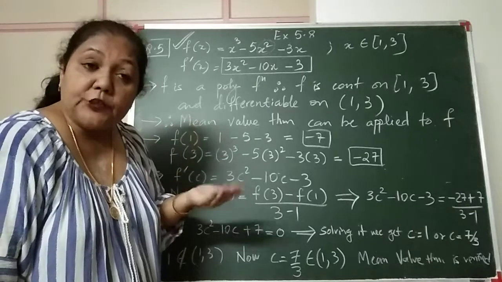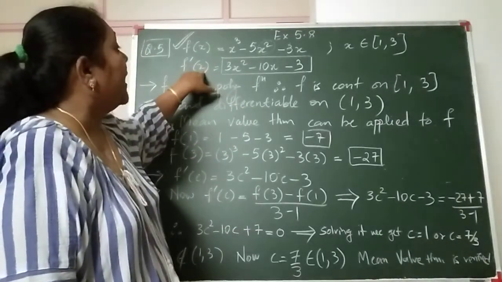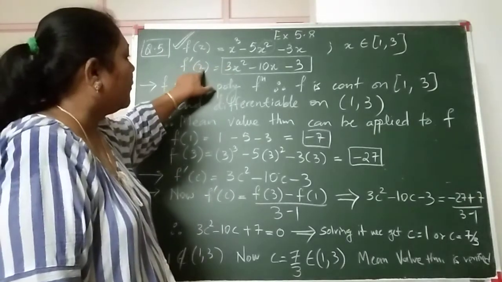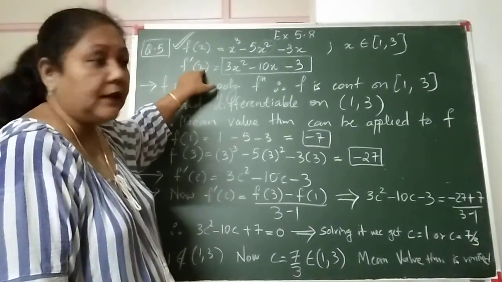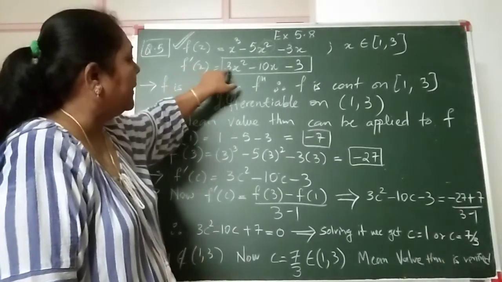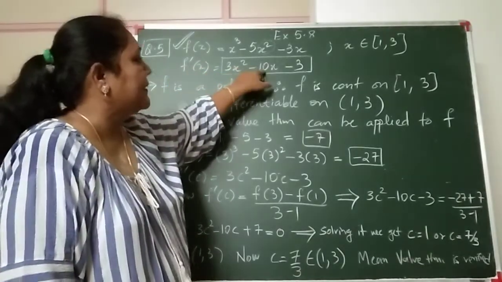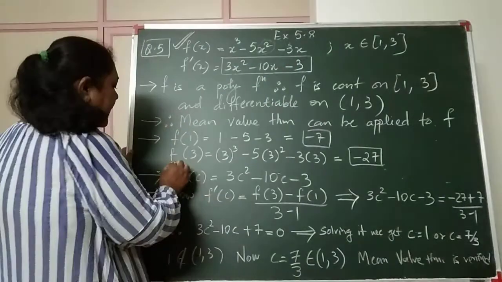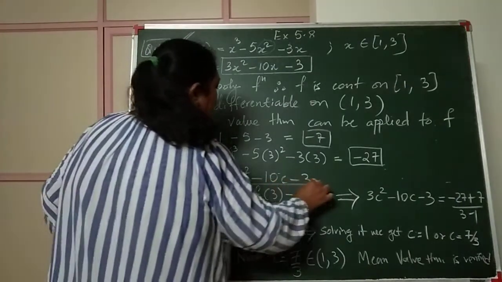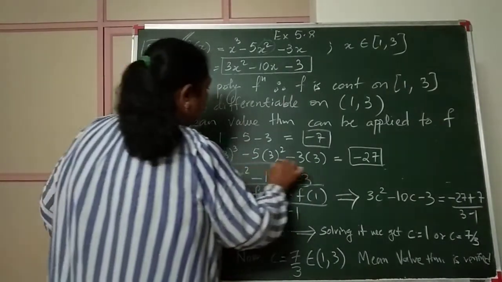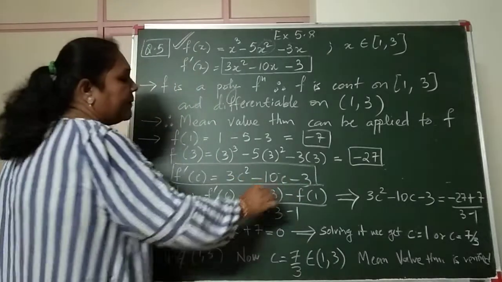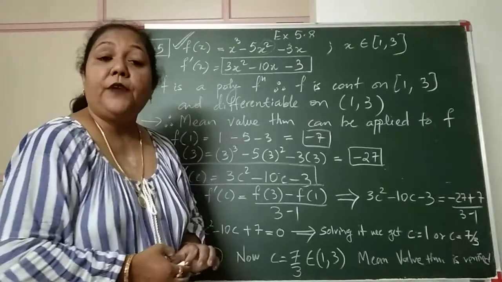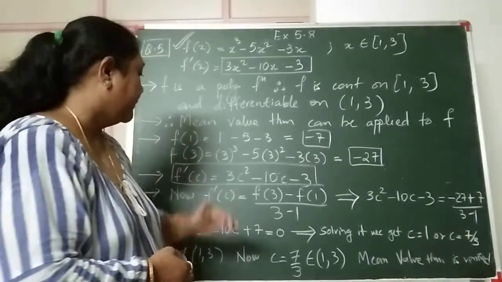I want f dash of c. So f dash of x I have already found out in the beginning. So in place of x, you put the number c. So you say f dash of c will be 3c square minus 10c minus 3. So therefore I have f dash of c, this value here is f dash of c is 3c square minus 10c and minus 3. f dash of c I have found out.